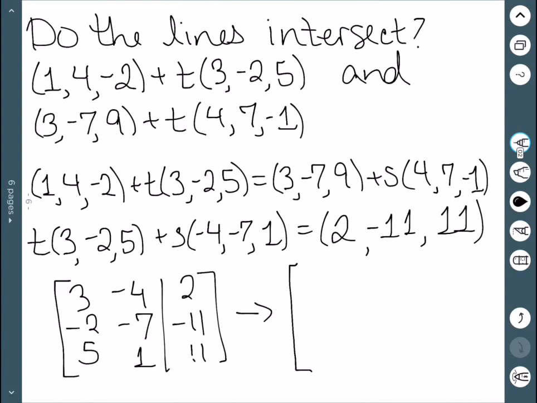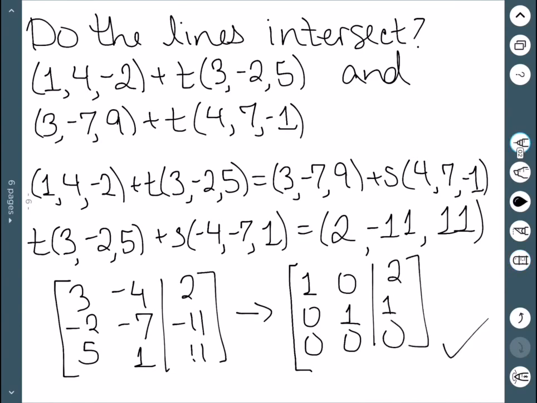We'll skip the steps of row reducing this here, but we get 1, 0, 0, 0, 1, 0, and then 2, 1, 0. So we do have a solution. Therefore, they do intersect. In particular, they intersect when this t here is 2, and this s here is 1.